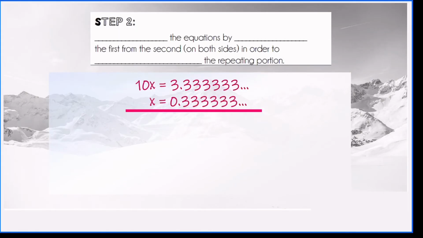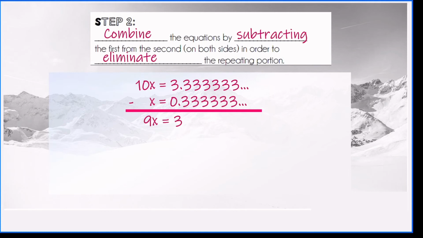Okay, so here's our two equations. This is step 2. You guys can just keep going right there on your paper. We are going to combine the equations by subtracting. I'm going to take the first equation and subtract the second on both sides, and this will eliminate the repeating part. Watch what happens. When I subtract here, 10x minus x, I get 9x. When I do the 3.3333 minus the 0.3333, I just get 3. That was the whole point of it. The ellipse is okay. It subtracted itself.